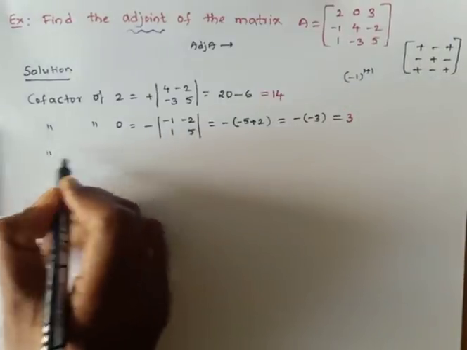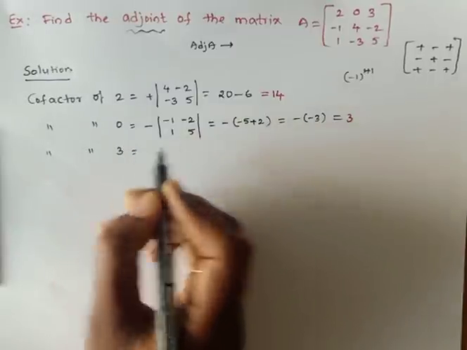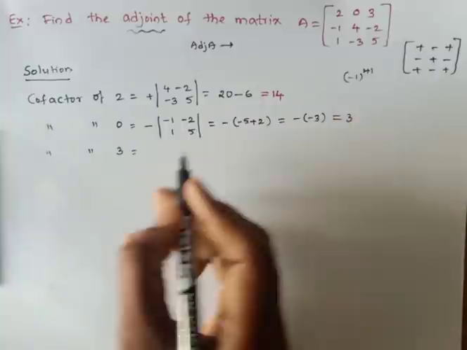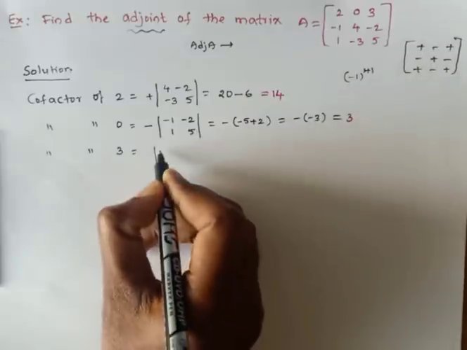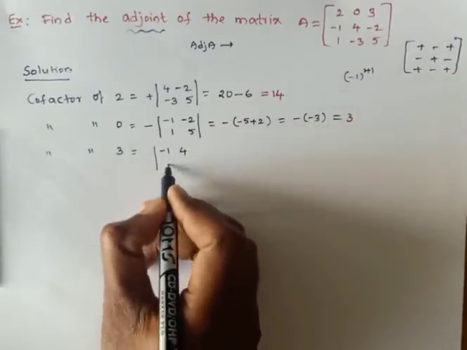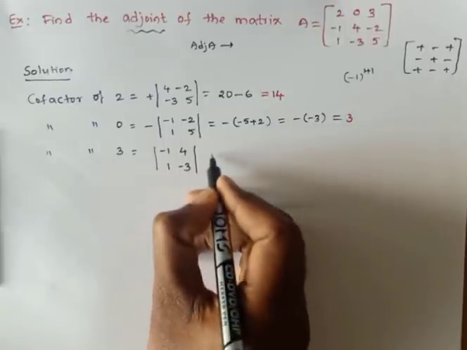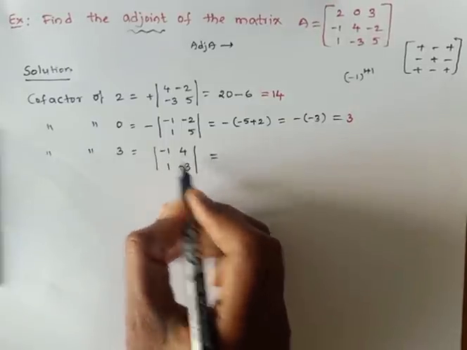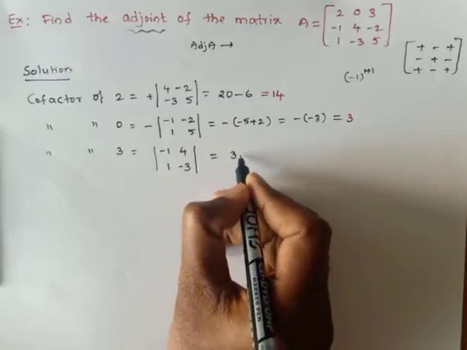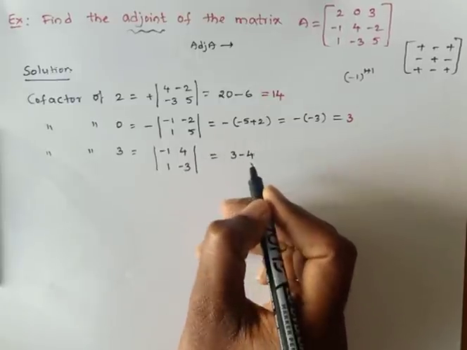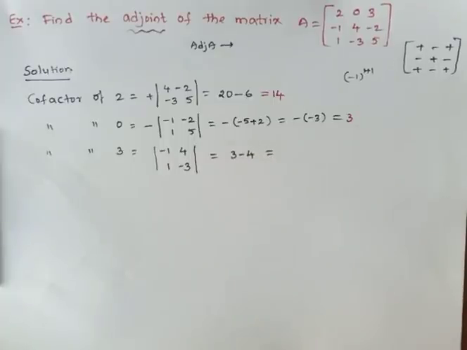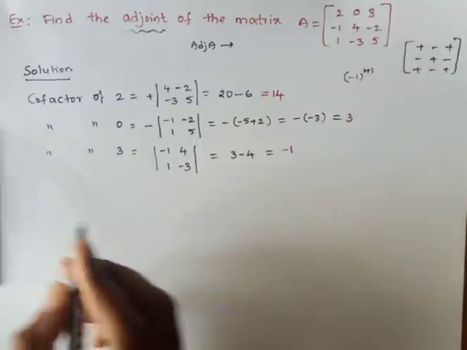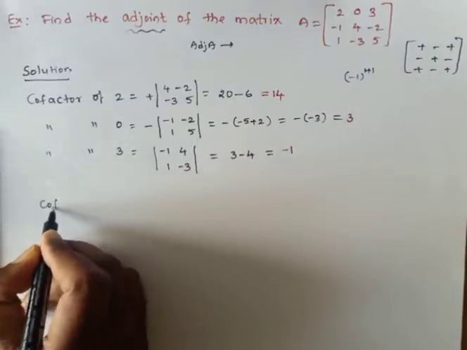Next, the cofactor of 3, the first row's last element. The sign is positive times the minor. By deleting this row and column, we get -1, 4, 1, -3. Now -1 times -3 is plus 3, minus 1 times 4 is 4, so 3 minus 4 is -1. So the cofactors of the first row elements are done. Next, find the cofactors of the second row elements.